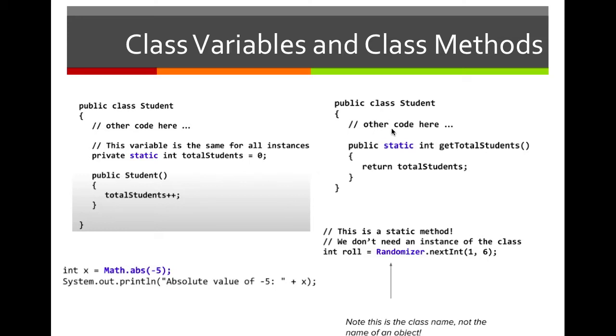On the right side, we have another example. This time we have a static method. How can we understand this method is static? We see the word static here. This means this is not an instance method like getArea or getWidth or getHeight. Getwidth, getHeight, getArea are instance methods, but this getTotalStudents is a class method or static method.